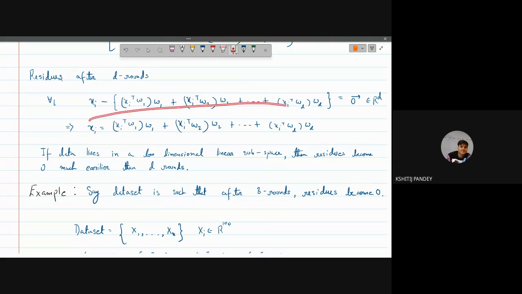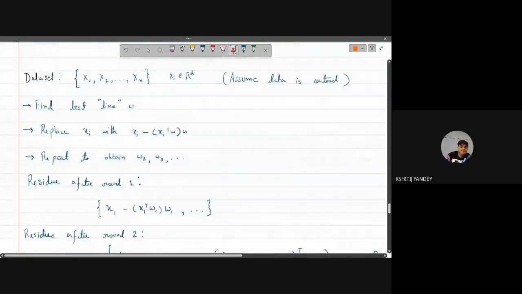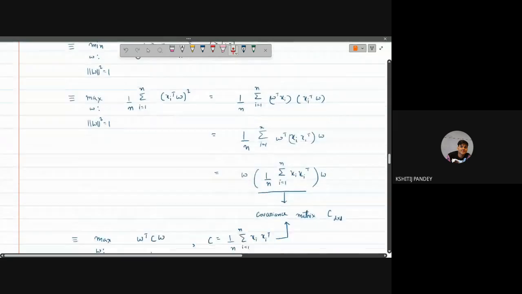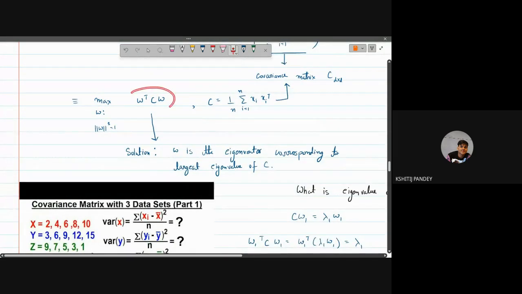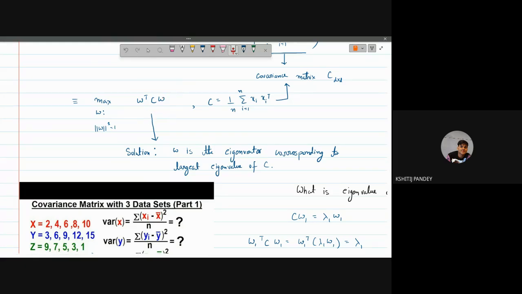So is this clear? So how do you find the W1 first? It's an approximation you said, no? If you go back to this part, we already know the solution for this, right? This is nothing but the eigenvector corresponding to the highest eigenvalue.